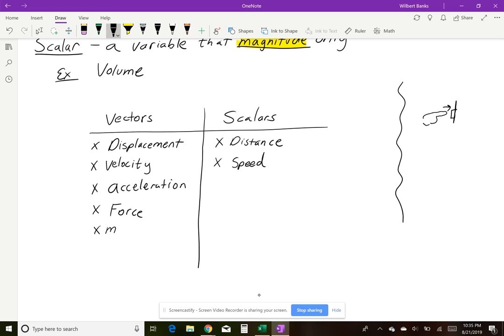Momentum, some of these words you may not know. You will definitely learn them over time.